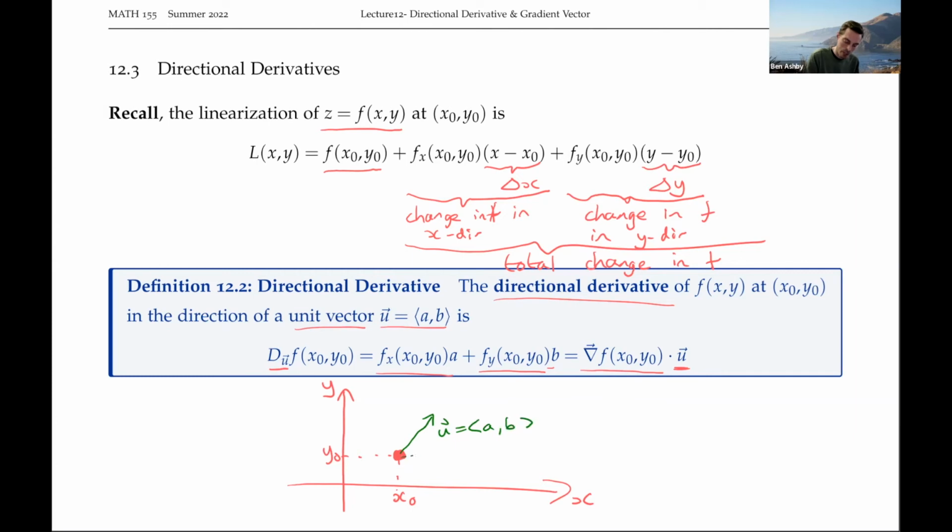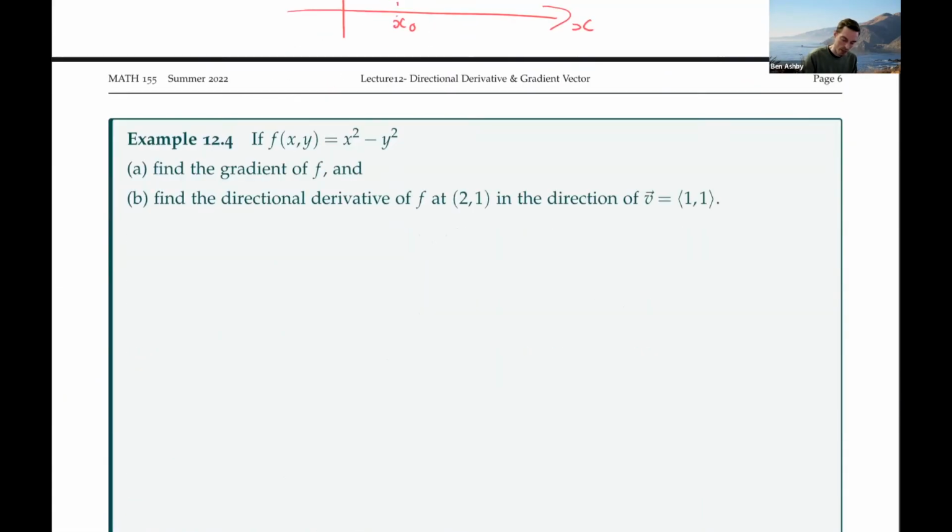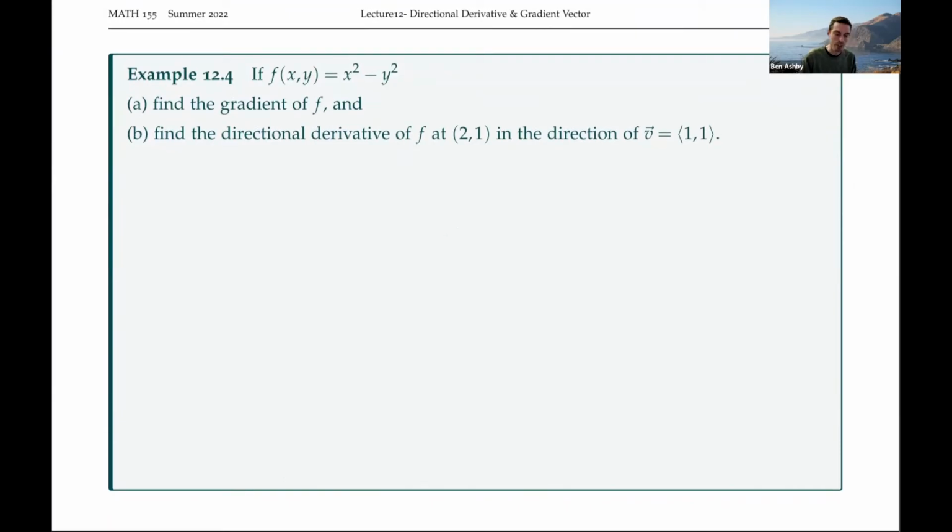In other words, we're going to be moving a units in the x direction, b units in the y direction, but the length of this vector is 1 because it's a unit vector. So this u could point in any direction. We're saying what is the derivative of our function, the directional derivative in that direction there. Okay, so let's work out an example here. If we've got a function f(x, y) equal to x squared minus y squared, first find the gradient of f and then find the directional derivative of f at (2, 1) in the direction of v, which is a vector equal to (1, 1). Okay, so first of all, let's find grad f.